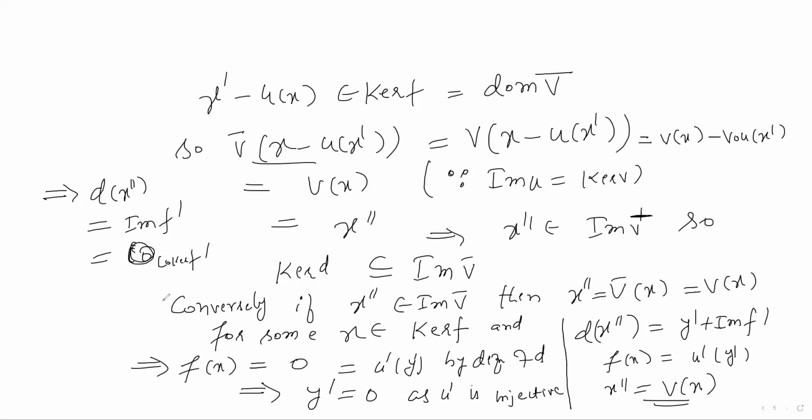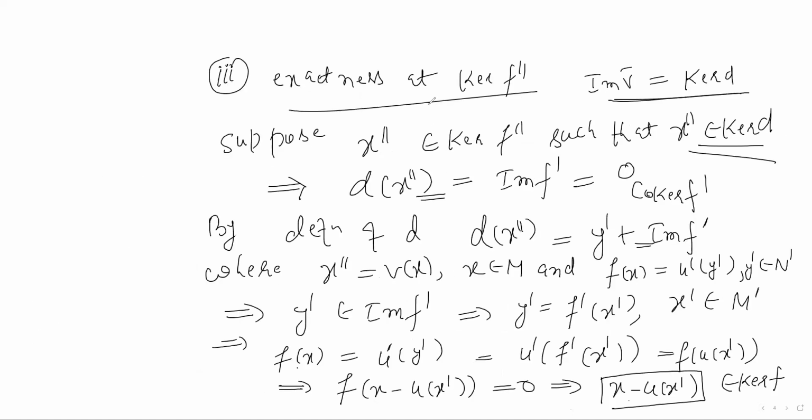Okay, so x double dash, this means what? This means x double dash belongs to kernel of d. So this means your image of v bar is a subset of kernel of d. So this establishes the exactness at this point, kernel of f dash.